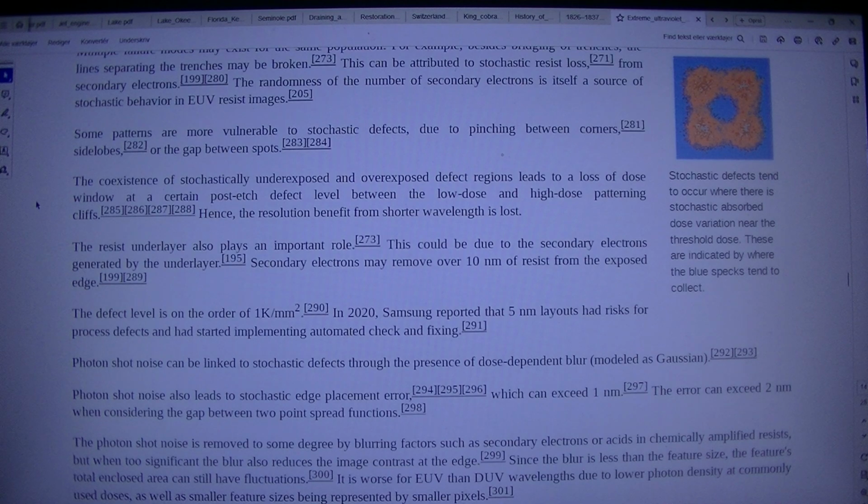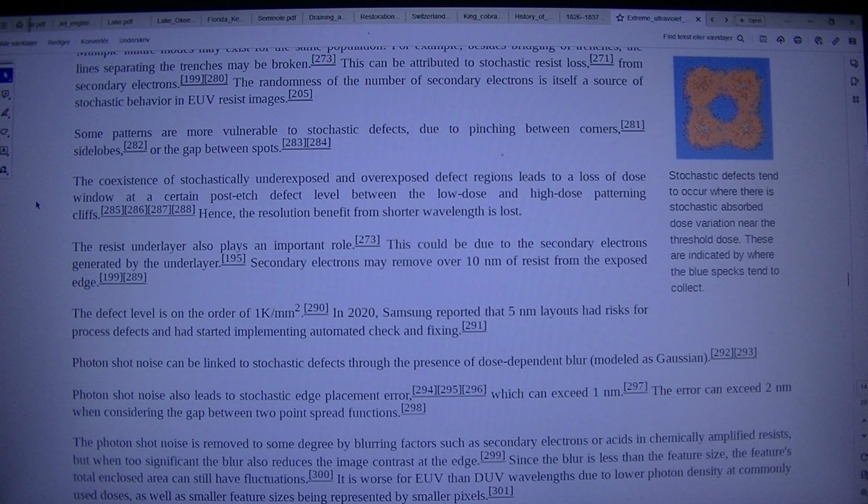The photon shot noise is removed to some degree by blurring factors such as secondary electrons or acids in chemically amplified resists, but when too significant the blur also reduces the image contrast at the edge. Since the blur is less than the feature size, the feature still enclosed area can still have fluctuations. It is worse for EUV than DUV wavelengths due to lower photon density at commonly used doses, as well as smaller feature sizes being represented by smaller pixels.